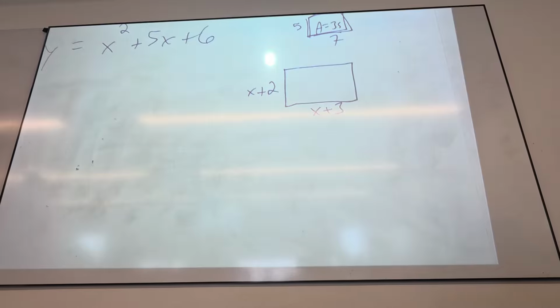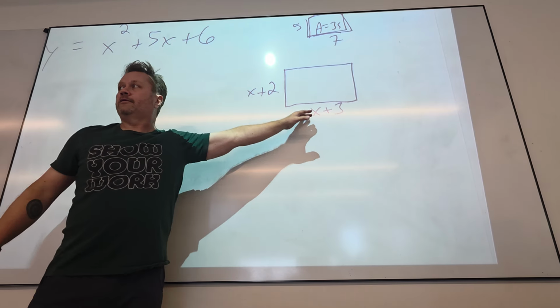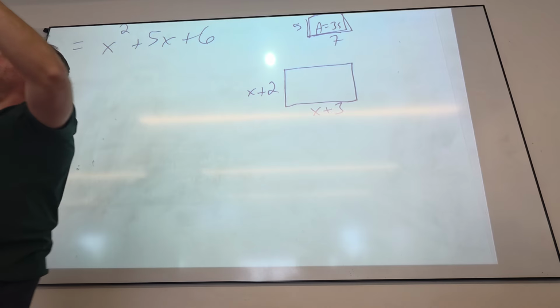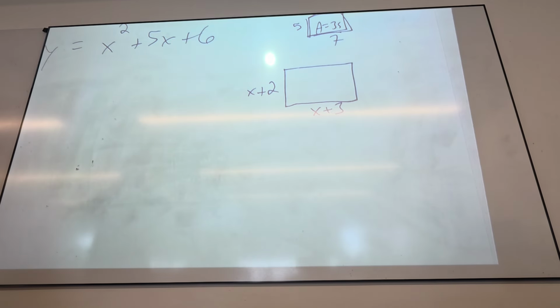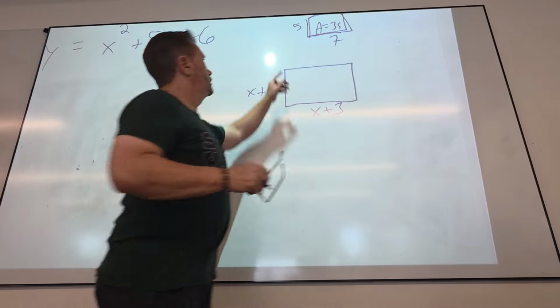You guys all cool with where 35 came from? Area of a rectangle is length times width. What's the length now for this one? X plus 2. What's the width? X plus 3. You're going to multiply those together, yes? I want to know what the area of that is. X squared plus 5x plus 6.